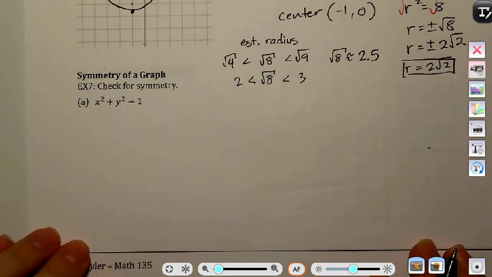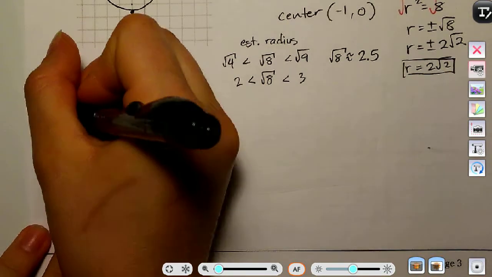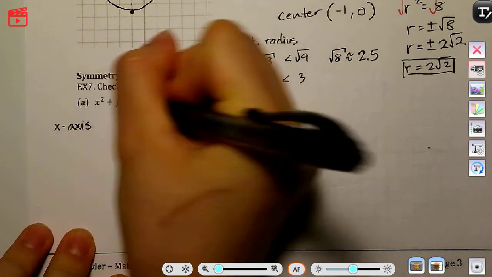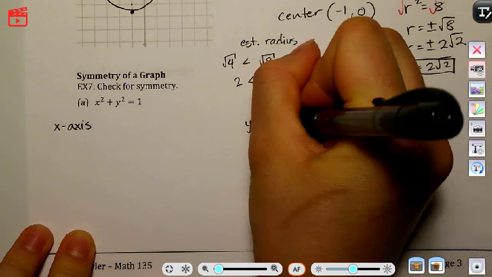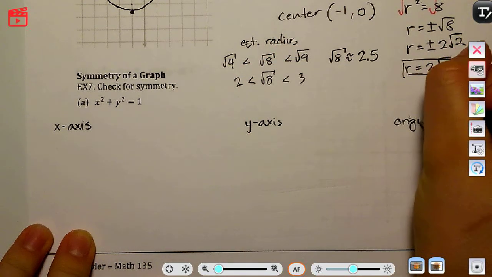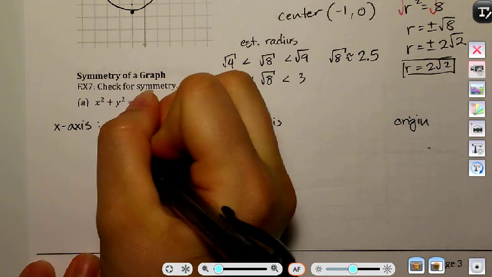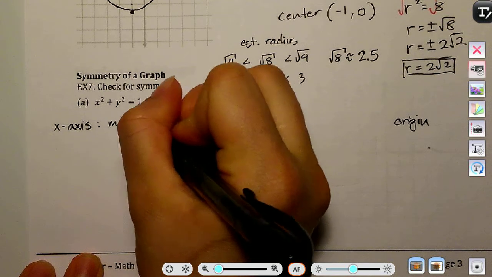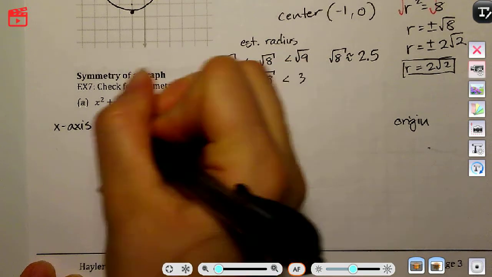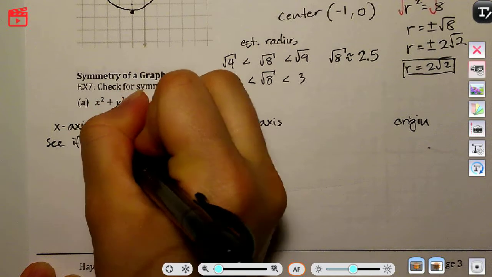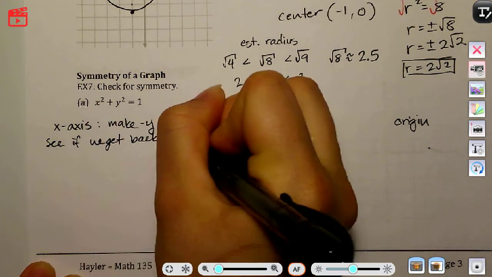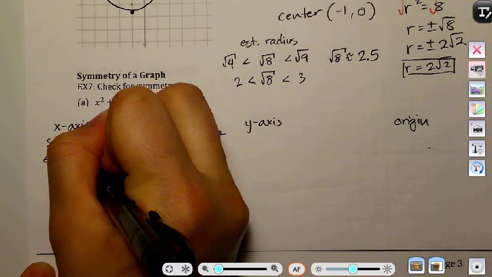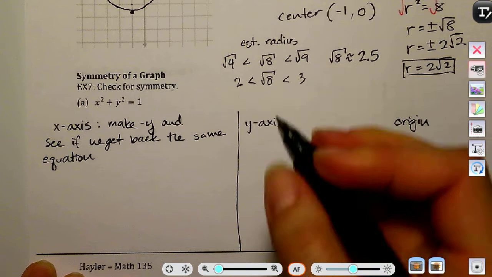So I'm going to go over the 3 tests. So we have the test for symmetry about the x-axis, symmetry about the y-axis, and symmetry about the origin. 3 options. So how we test symmetry about the x-axis is we're going to make y be the negative and see if we get back the same equation. What does that mean? Well, I'll show you.